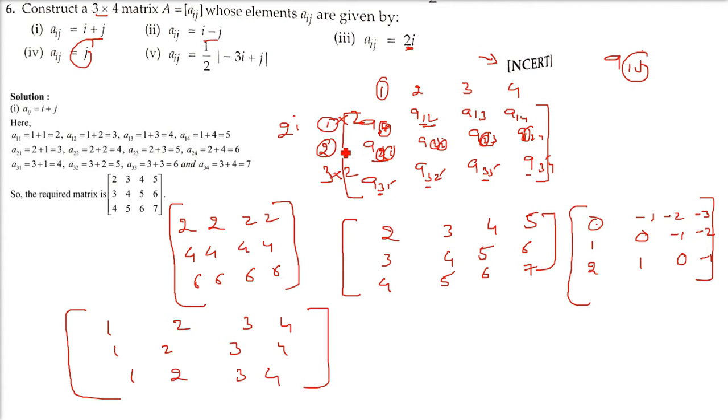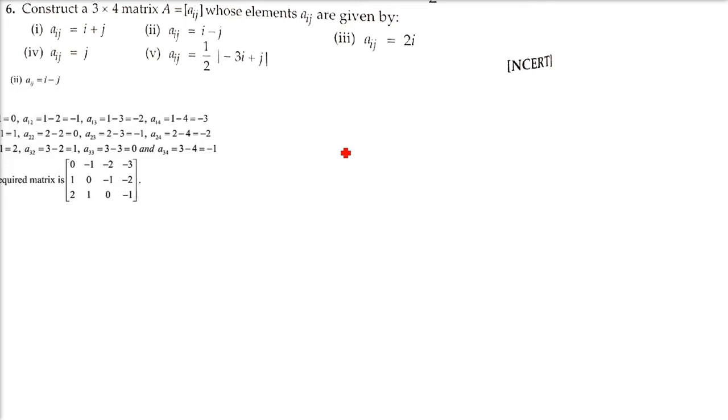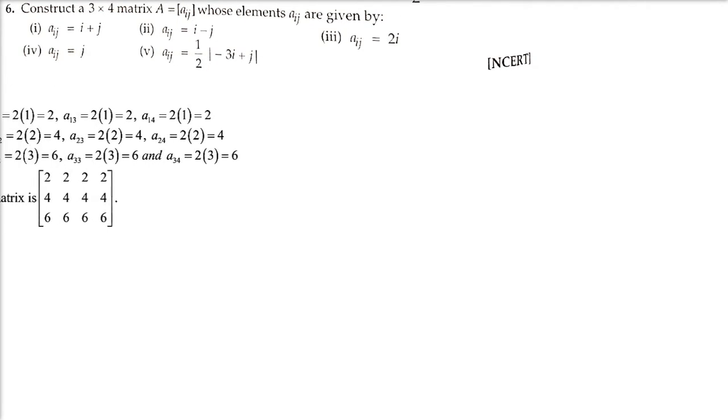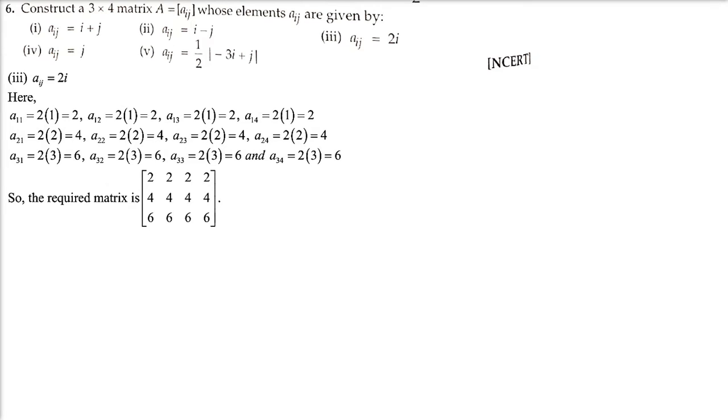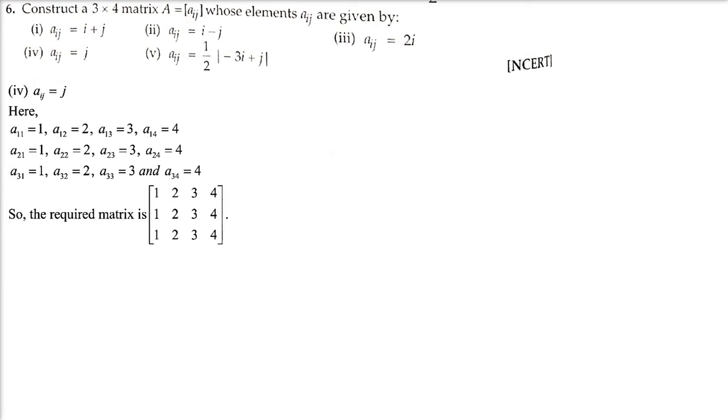So I told you all of these, and this is the i minus j one, which we already discussed. And then we have the 2i. This also we have done. And then we have j, which is 1, 2, 3, 4 in all the rows, 3 rows.